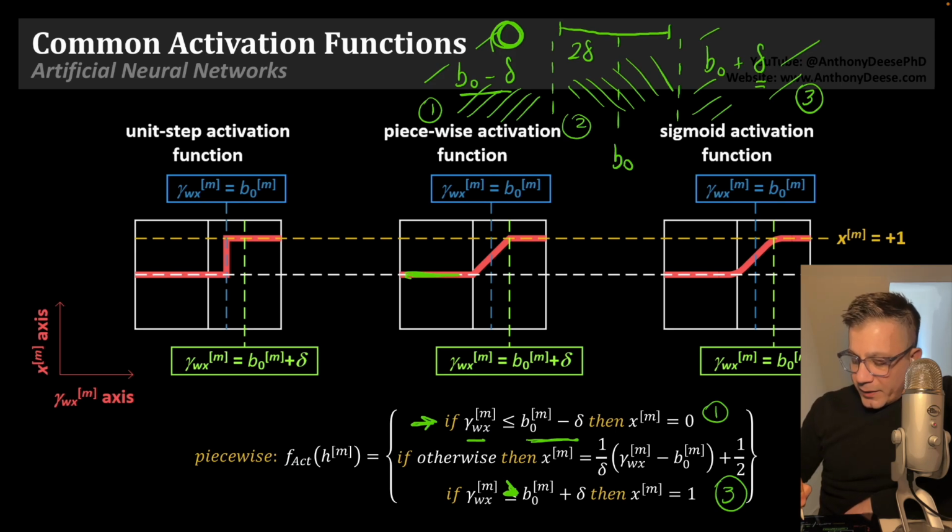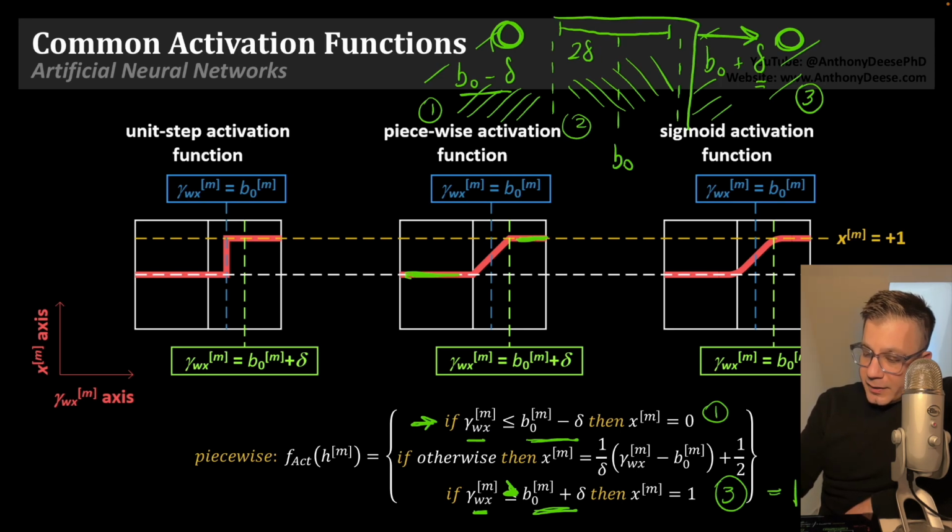So essentially, when the weighted sum of the synapse weights and inputs is greater than the threshold plus delta, meaning we're to the right here in the third region, we end up with an output of 1. Okay, and in the middle, in this region right here, we end up with this linear slope, which is defined by the linear equation 1 over delta times gamma wx minus b sub 0 plus 1/2.